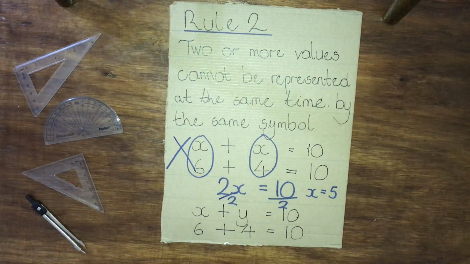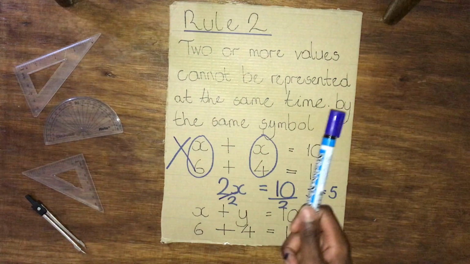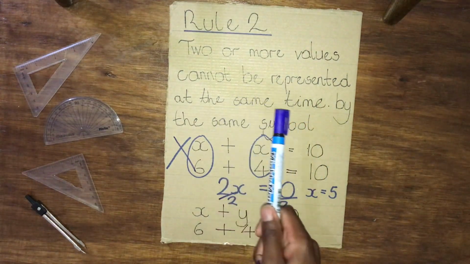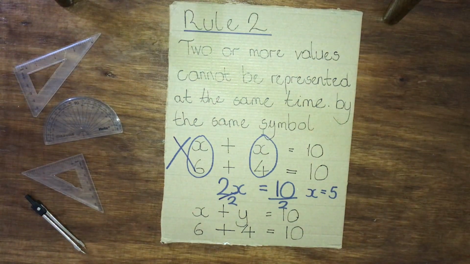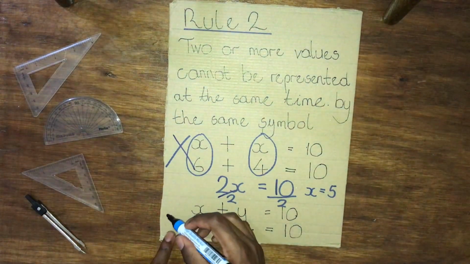However, here we have a different scenario. x plus y is equal to 10. Now here it is very okay to have different values because x and y themselves are already different letters, which satisfies the rule. Two or more values cannot be represented at the same time by the same symbol. So this would be correct.